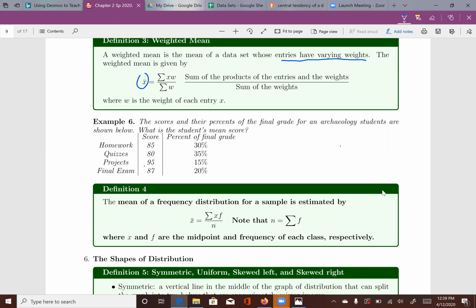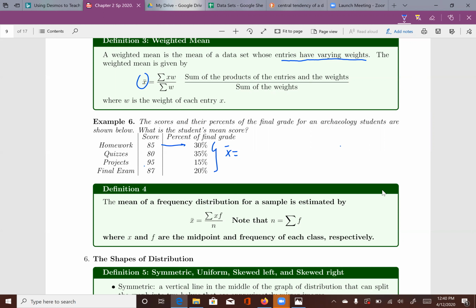Now, if you want to find the student's mean score, you have to use the weighted mean formula, because again, you have 4 different entries here, and each entry has different weights. So in order to find the student mean score or the final score, you can use this formula, where you take the product of each entry with its weight, and you sum all the products together.